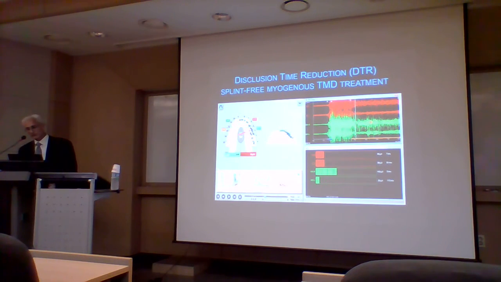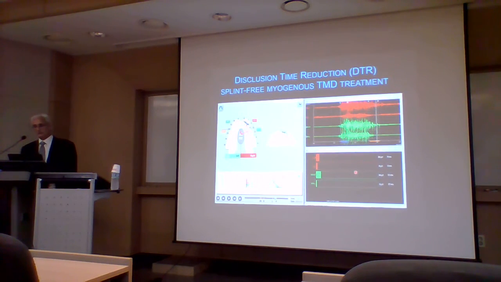The posterior group function elicits very high muscle firing, but we can change that into an anterior guided excursion where you see instead of the blue quadrant being in control, the red quadrant is in control in a very short period of time, and then all the muscle activity goes away.